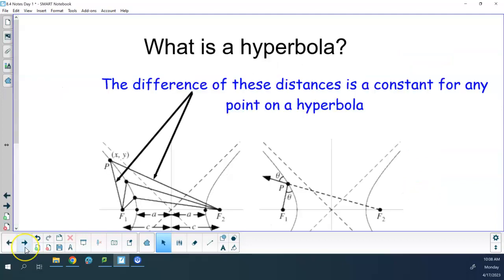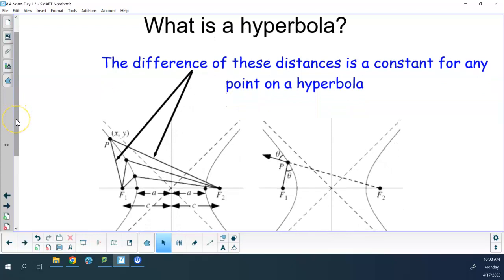A hyperbola is the set of all points where the difference of the distances is constant. So now an ellipse, remember last week, an ellipse was the sum of the distances to the foci was constant. Here in a hyperbola, the difference of the distances to the foci is constant.